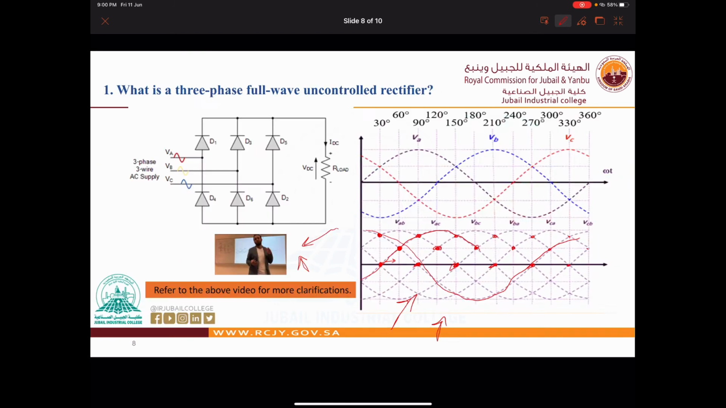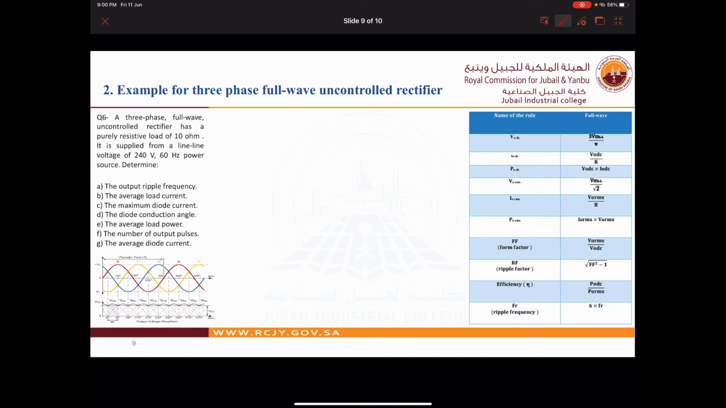Okay, now let us go to the example. This is our example here. He said we have a three-phase full wave uncontrolled rectifier that has a purely resistive load of 10 ohm and a 240 volt, 60 hertz power supply. Now this is line to line, guys. Make sure you understand this is line to line.